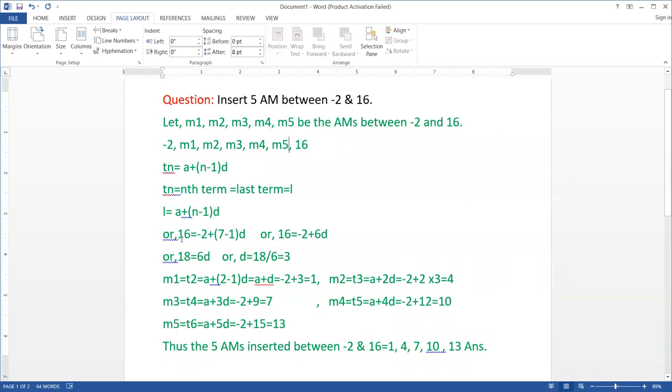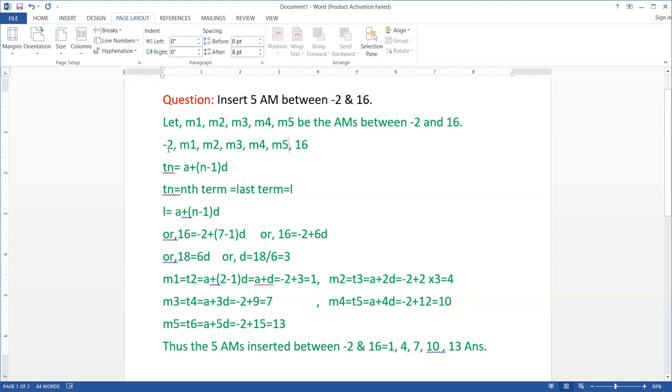Here, the last term is 16 and a is -2 plus, and the number of terms is 7, so 7 minus 1 into d. And now we have to find the common difference. We get 16 plus 2, that is 18, equals 6d. After that, by the cross multiplication rule of a proportion, d equals 18 by 6, that is 3. So once you find d, they are all separated by the constant difference.